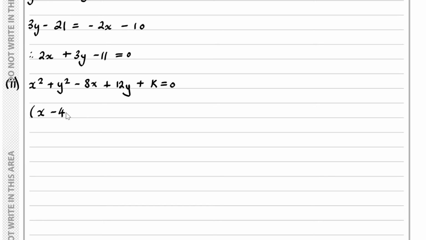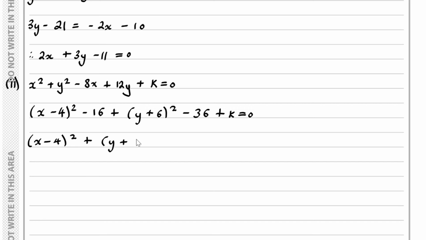We've got (x minus 4) all squared minus 16 plus (y plus 6) all squared minus 36 plus k equals 0. So we've got (x minus 4) all squared plus (y plus 6) all squared equal to 52 minus k. So therefore, the centre has coordinates (4, minus 6) and the radius will be the square root of 52 minus k.